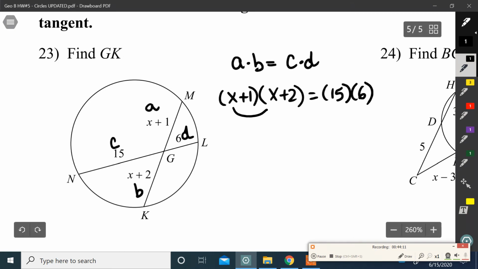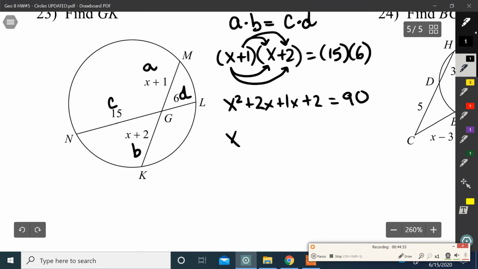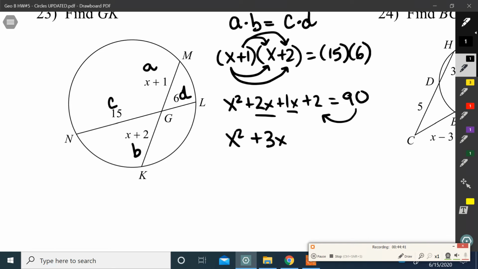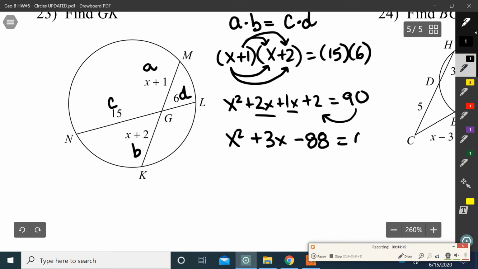Let's multiply. We got x times x is x squared. x times 2 is 2x right there. 1 times x is 1x. 1 times 2 is 2. 15 times 6 is 90. Combine like terms: we have this plus this, it's going to be 3x. I'm going to bring this 90 over. That will be 2 minus 90, which is negative 88. It's equal to 0.